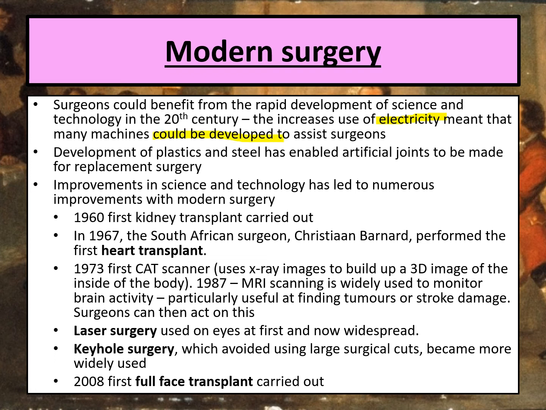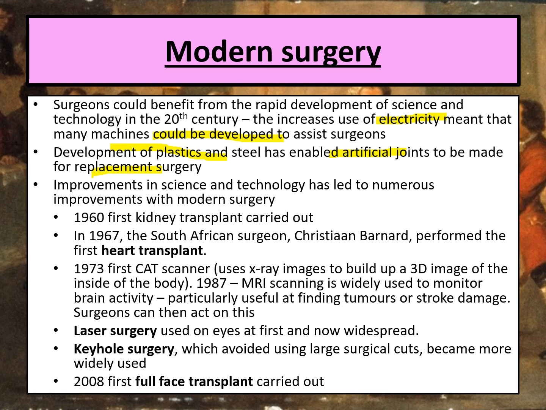Even things like heart rate monitors during surgery allow them to understand the health of the patient and how the surgery is going. Even technology to mass produce certain things, like the development of plastics and steel, has allowed us to have lots of different surgeries carried out regularly. For instance, we can make artificial limbs and joints that can then be used for replacement surgery. So there's been massive progress with surgery thanks to improvements in science and technology.